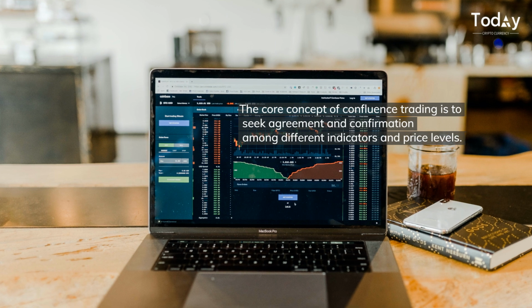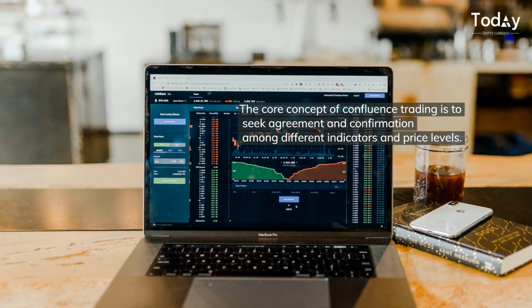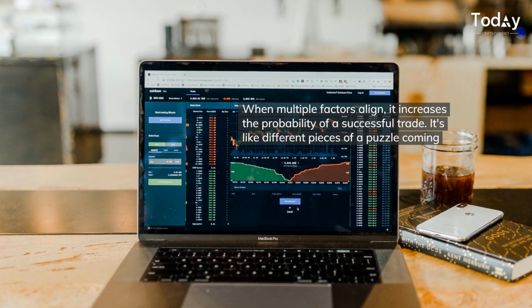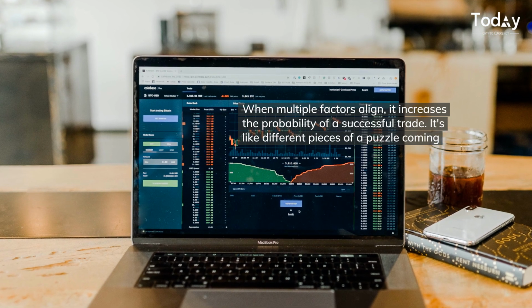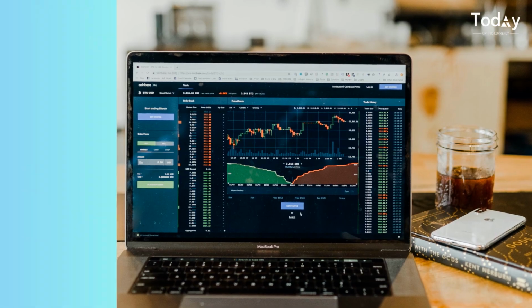The core concept of Confluence trading is to seek agreement and confirmation among different indicators and price levels. When multiple factors align, it increases the probability of a successful trade. It's like different pieces of a puzzle coming together to form a clear picture.